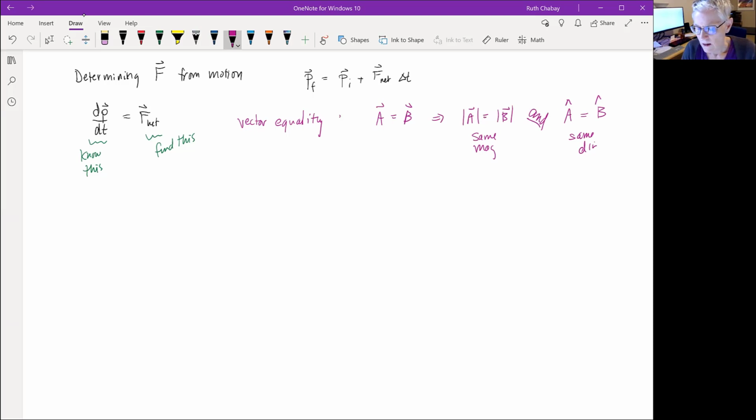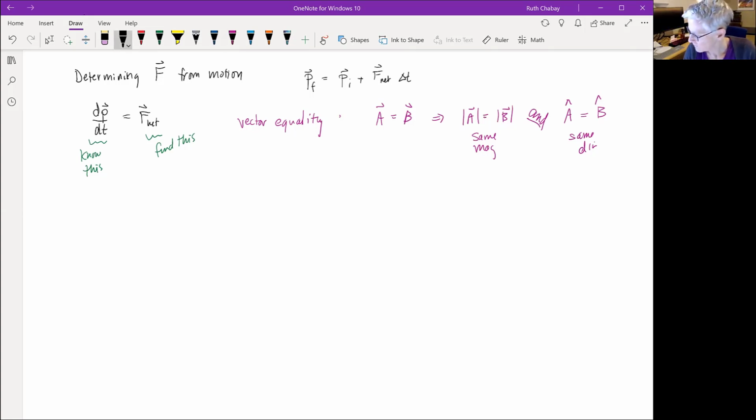So applied to the momentum principle in this instantaneous form, if we know the magnitude of the rate of change of momentum, we know the magnitude of the net force acting on an object. If we know the direction of the rate of change of momentum, we know the direction of the net force acting on an object. And what we're shooting for is to be able to actually know the rate of change of momentum of something, which we can deduce from its motion, and therefore deduce F net.